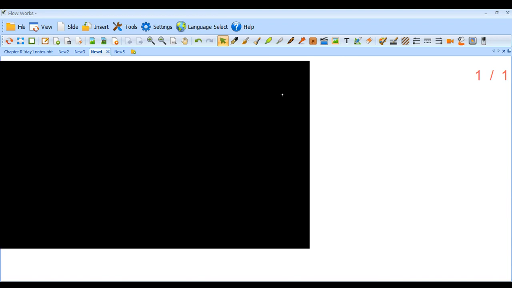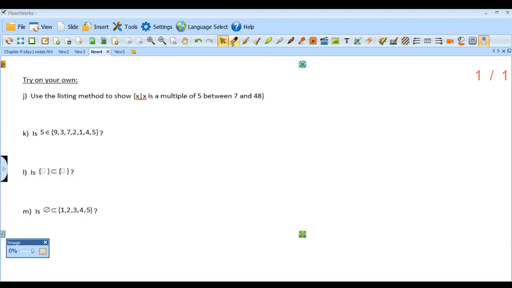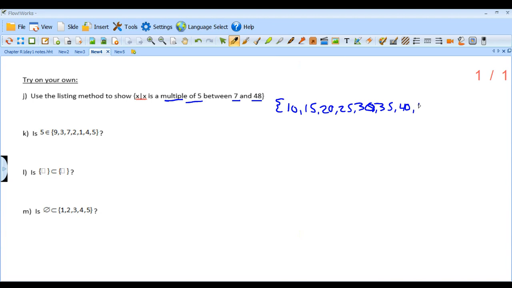Okay, welcome back. So hopefully you saw that if it has to be a multiple of 5, then it either has to end in 5 or 0. And since it has to be between 7 and 48, well, that leaves us starting with 10, 15, 20, 25, 30, 35, 40, and 45. This is the listing method.